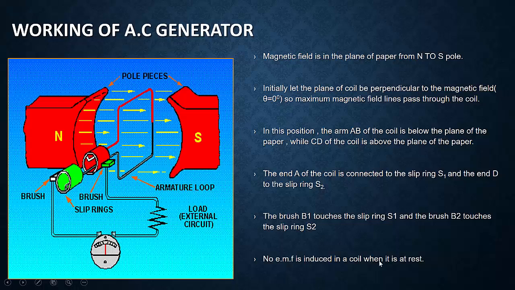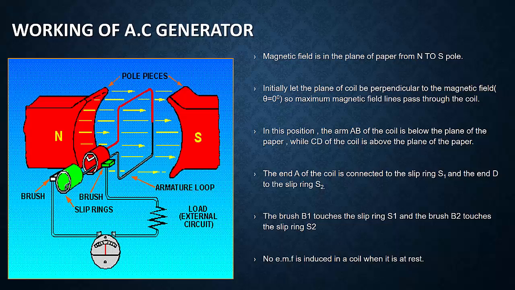No EMF is induced in the coil when it is at rest. Is there any motion? It is just placed perpendicular to the direction of the magnetic field. Why is there no EMF? Because according to electromagnetic induction, only when there is a relative motion is EMF produced. Since the coil is at rest, no EMF is induced.